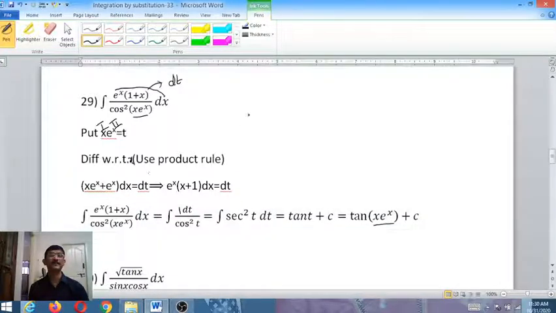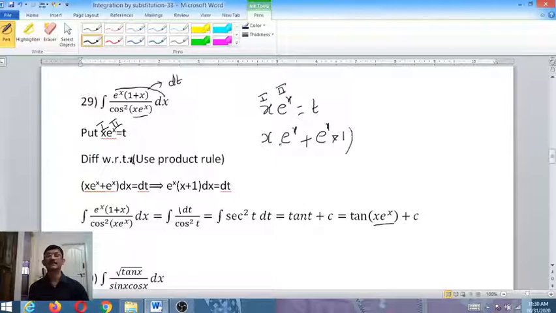It's a simple problem. Just take x into e power x as t. Apply the product rule: first into the derivative of second, which is e power x, plus second e power x into the derivative of x, which is 1. This whole derivative, into dx, will be equal to dt.